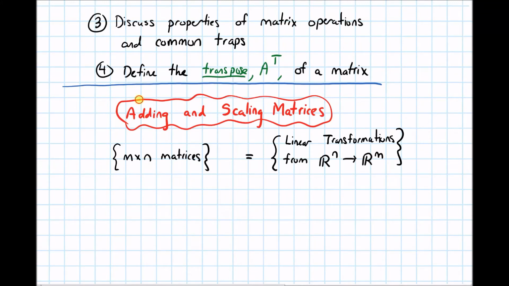In this video, we're going to talk about how you add matrices together and how you scale them, by which I mean how you multiply them by some constant. The first observation I want to begin with is we've seen before that the set of m by n matrices is the same thing as the set of linear transformations from Rn to Rm. Anytime I have a matrix, I can rewrite it as a linear transformation from Rn to Rm, and vice versa. If I have a linear transformation like this, I can write it in matrix form.